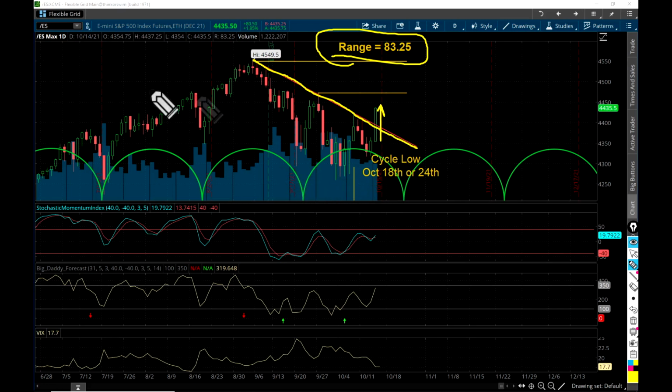I also switched over to the continuous contract because I talked about this over the last few days. I wasn't sure if this cycle was going to end on the 18th, because specifically the December contract shows that. The continuous contract is more the 24th. So I'm waiting to see what's going to happen. Where does this cycle actually end? Is it the 18th or is it the 24th? Because I don't know yet. We'll see what this candlestick does.